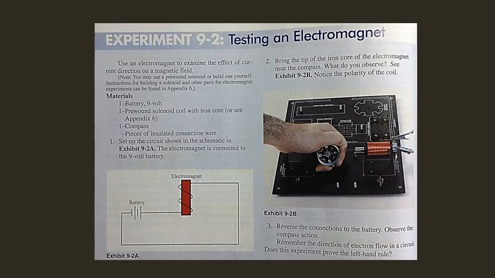Step 3 is to reverse the connections of the battery. Observe the compass action. Remember the direction of the electron flow in a circuit. Does this experiment prove the left-hand rule? That is Experiment 9-2. I highly suggest you perform that.